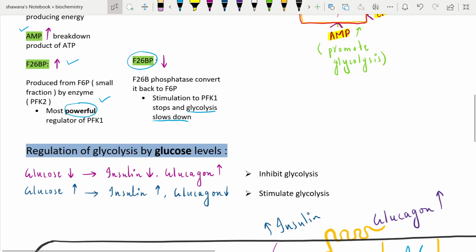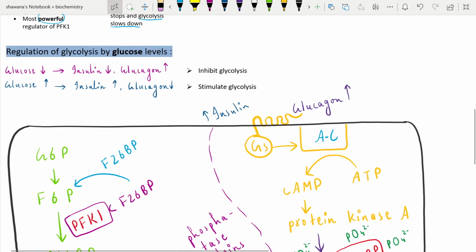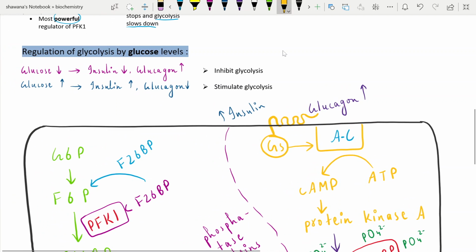The second thing is the regulation of glycolysis by glucose level. Okay, in the blood, the glucose level can vary. It can be high, it can be low, it can be normal. So how this glucose level is going to influence glycolysis, we are going to study now. When the glucose level is low, do we need glycolysis in this condition? Glucose level is already low.